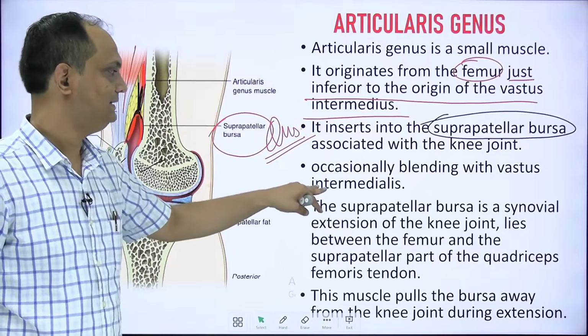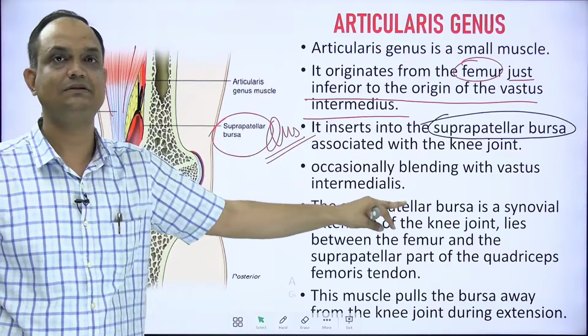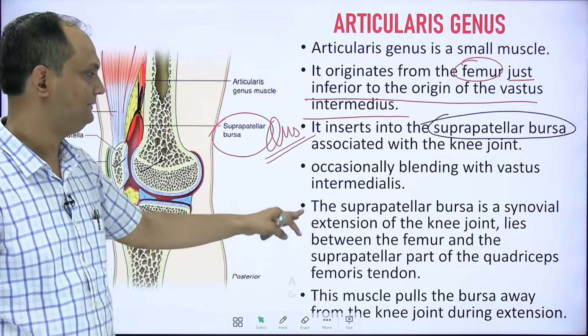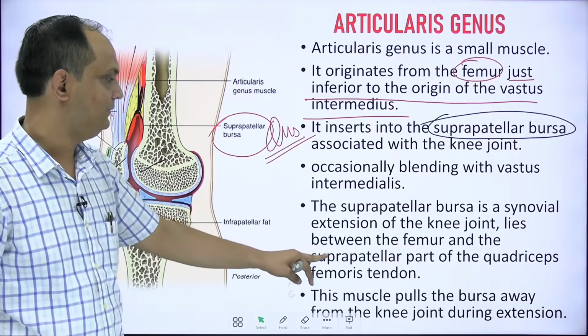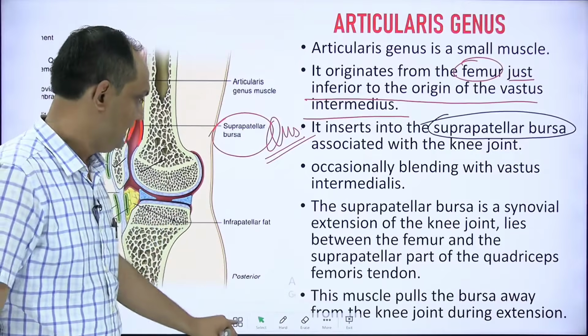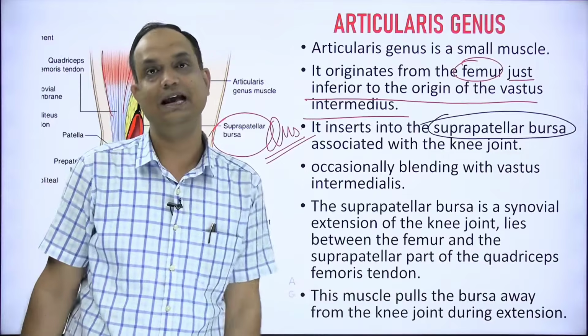Occasionally it blends with the Vastus intermedius. That's why it is said that Articularis genu is a detached part of the fibers of Vastus intermedius. The suprapatellar bursa is a synovial extension of the knee joint. It lies between the femur and the suprapatellar part of the quadriceps femoris tendon, and this muscle pulls the bursa away from the knee during the extension.